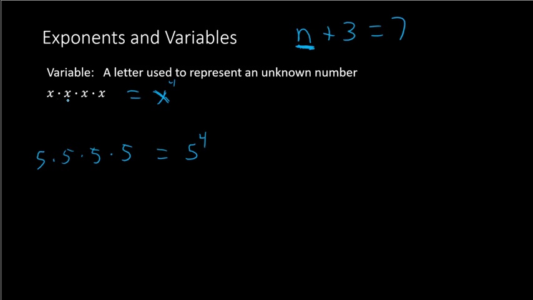So it's the same concept. We have 4 x's multiplied together, so it's going to be x to the 4th power. We just don't know what that letter is. It could be 5, it could be anything.